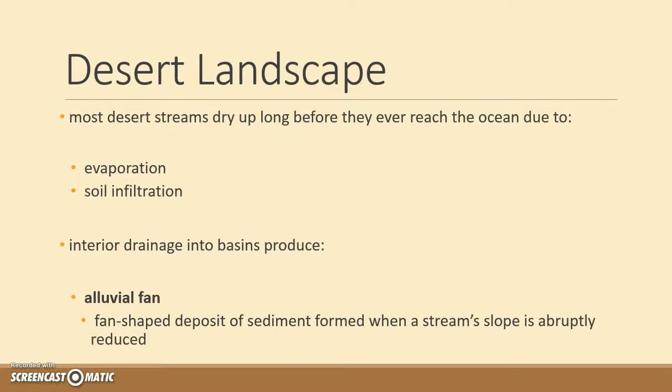And those basins, when they have that drainage, can produce what we call an alluvial fan. That's just a deposit of sediment that forms where a stream stops suddenly and you have an elevation change.